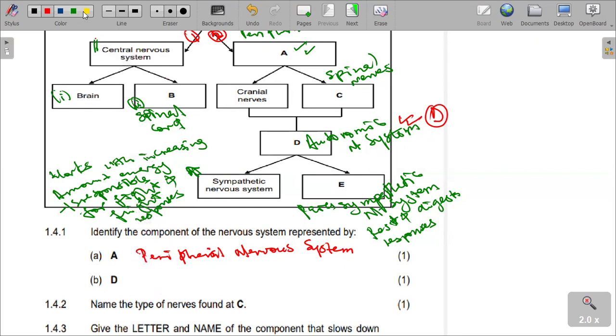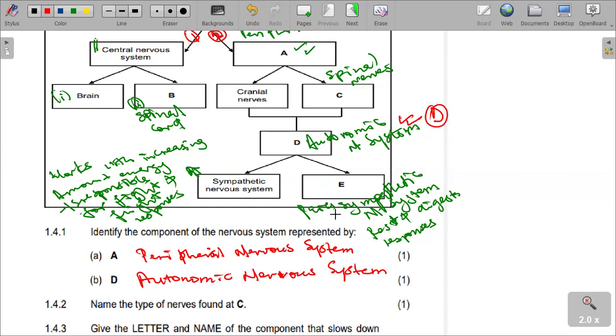That is quite clear and very correct, that D is the autonomic nervous system. It is the one that gives rise to the sympathetic and then the parasympathetic, which is shown by letter E there.